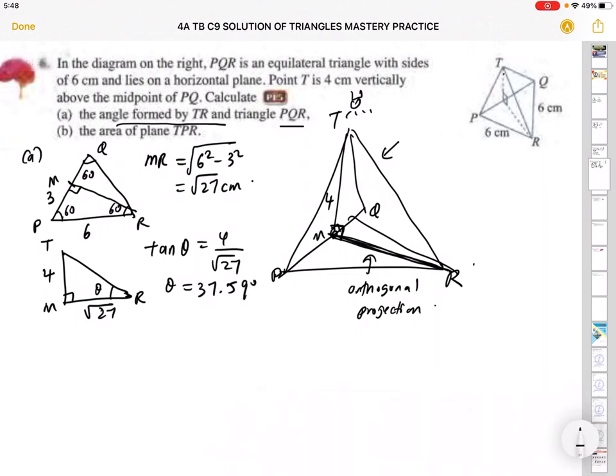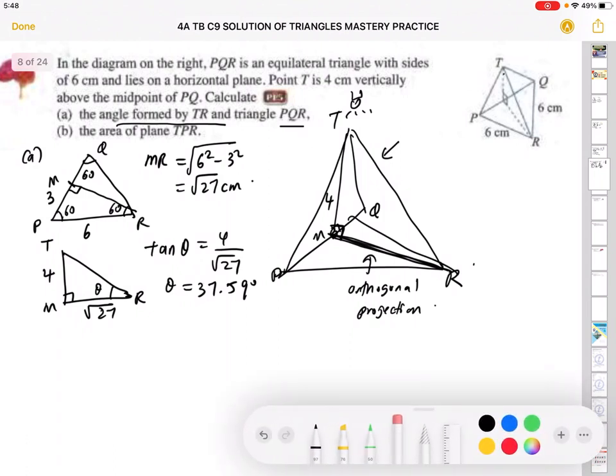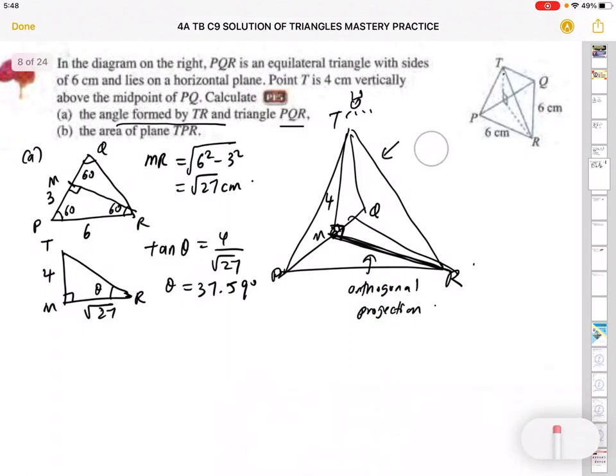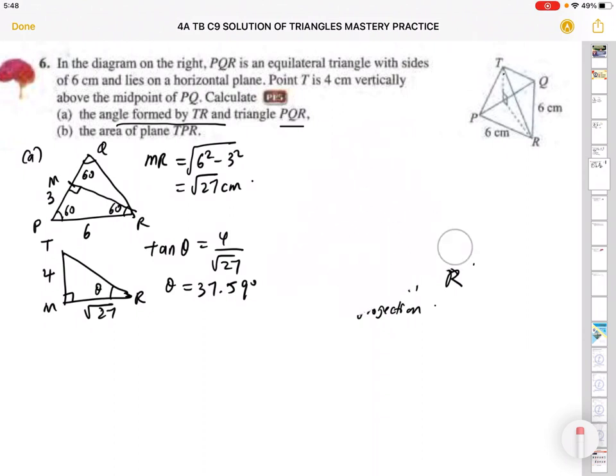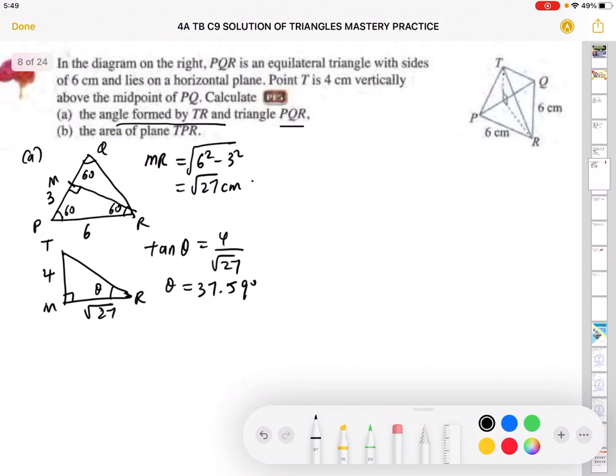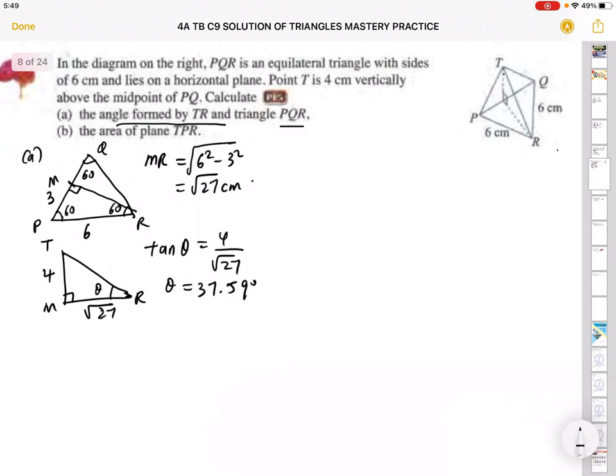Okay. Now this used to be in the Mod Maths KSSM syllabus, but they removed this already. So I know a lot of students don't have in-depth practice on the concept of the angle between a line and a plane. Okay, let's move on to B.